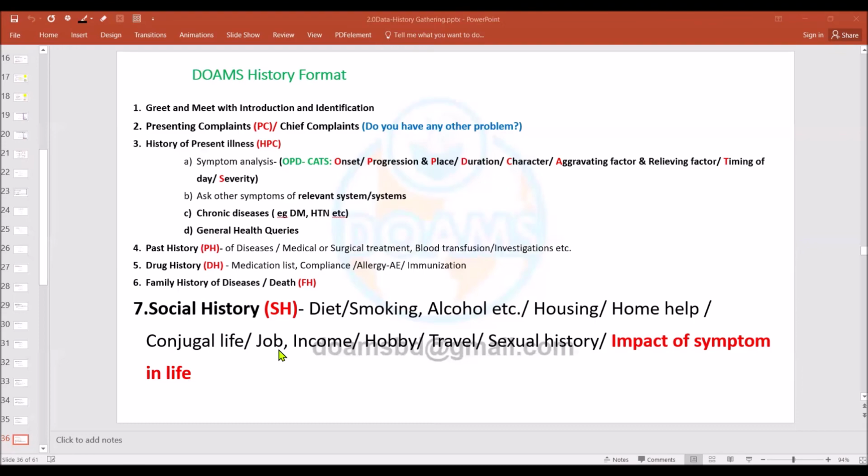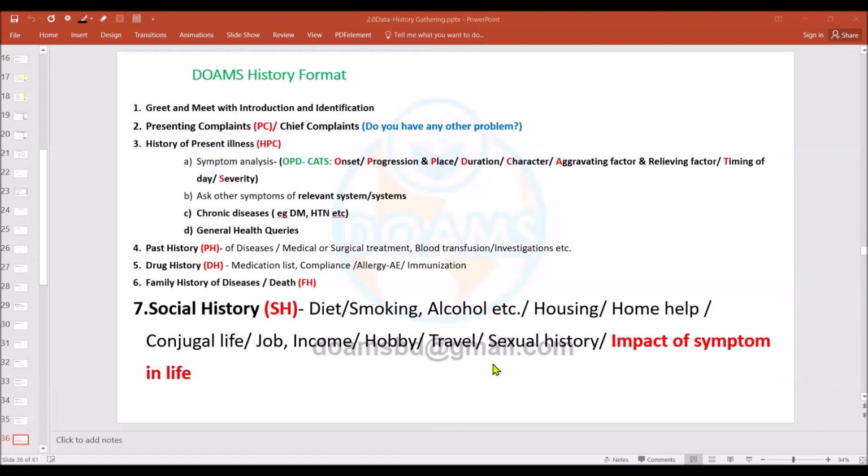Okay. Job. What is the job? Is it important here? Yes, occupation is important for each and every patient regarding the earning. Environment is important. Income: wherever there is a job, there is income. Hobby may not be important, but hobby will be important for an asthma patient, to know about a pet in the home. Travel is important for any febrile patient.